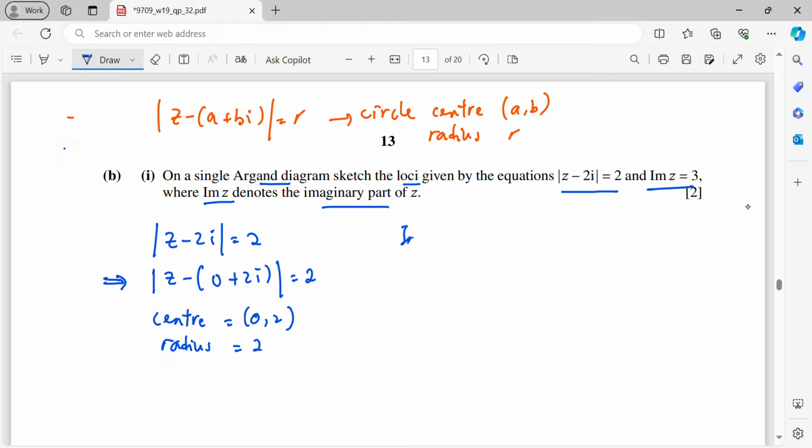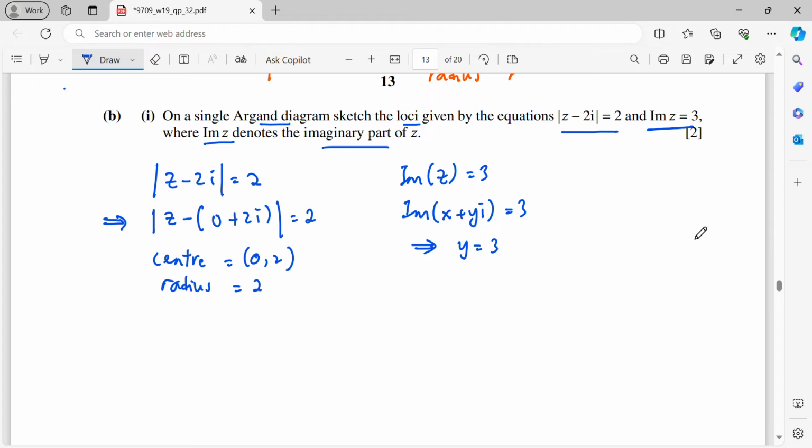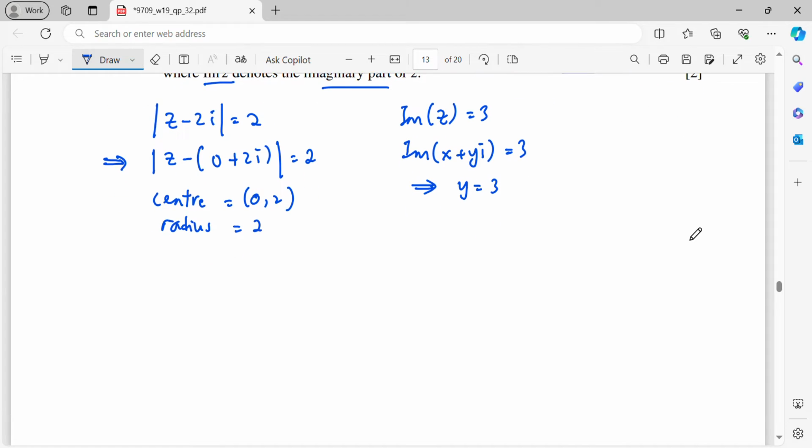So now, Im z is 3. This is Im of x plus yi equals 3. The Im means imaginary part. Therefore, the imaginary part is basically referring to the y. So now I need to sketch both on the same diagram.